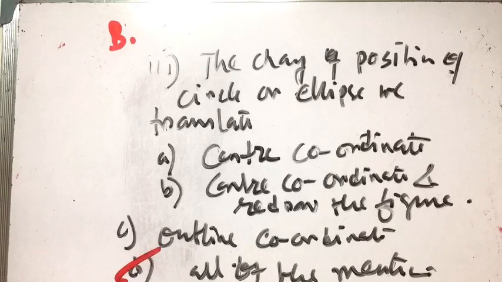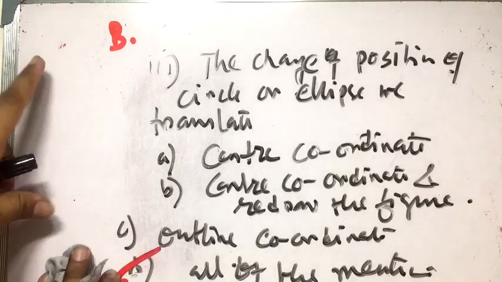So, for the change of position of a circle or ellipse, we translate the center coordinate, redraw the figure, and outline coordinate. All of the above. So the answer is all of the above.